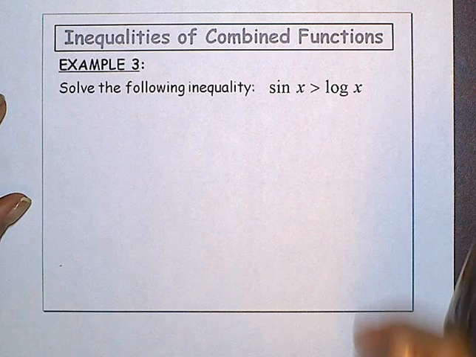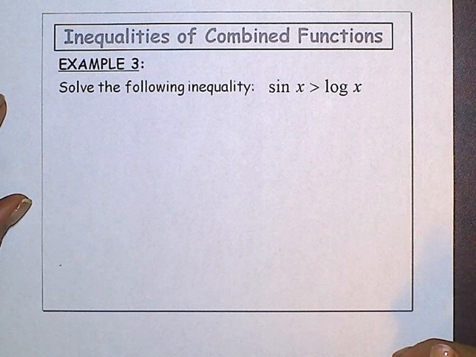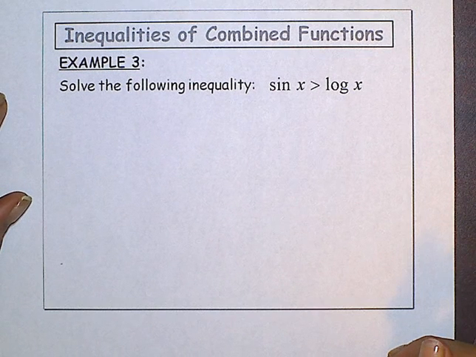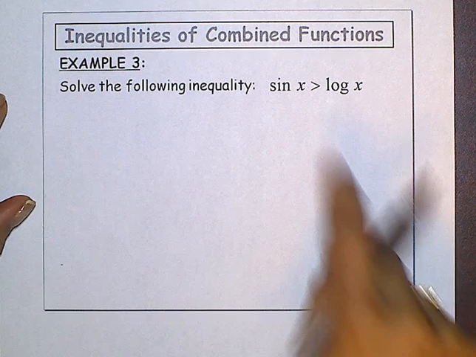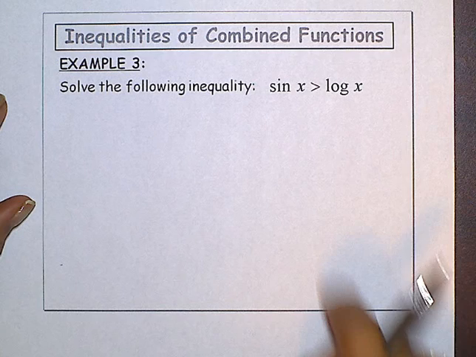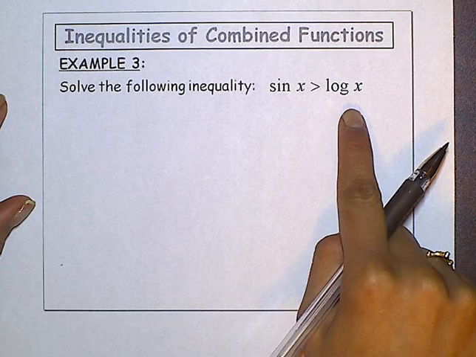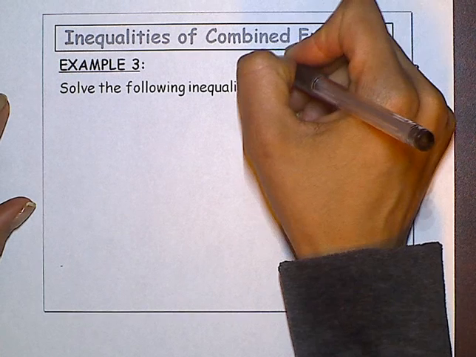Okay, so example 3 here is also an inequality with a combined function. Example 3 asks to solve the following inequality, where sine of x is greater than the logarithmic function, log of x. And here again, I have two different families of functions. One of my functions is a trig function, and the other one is a logarithmic function.